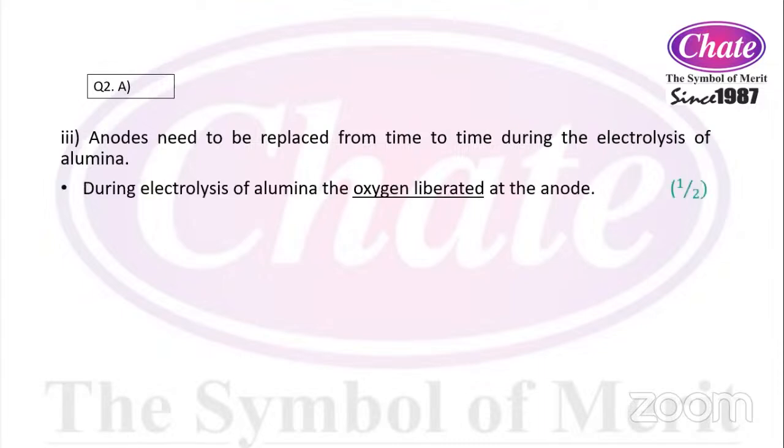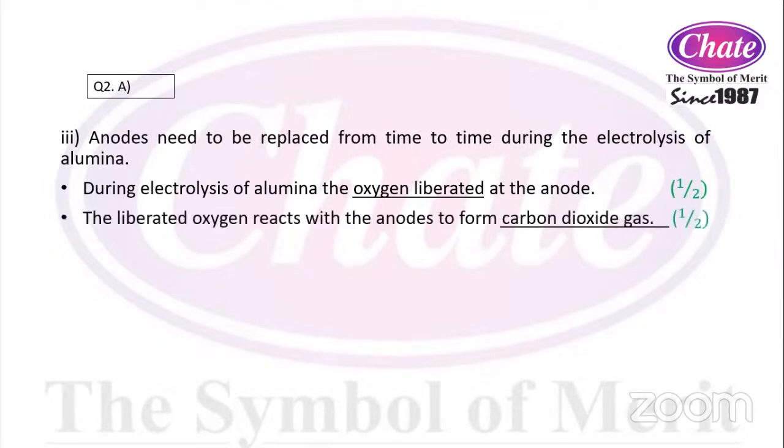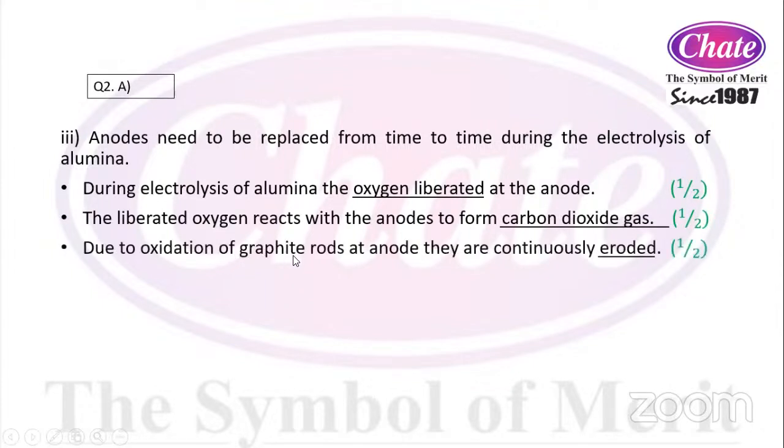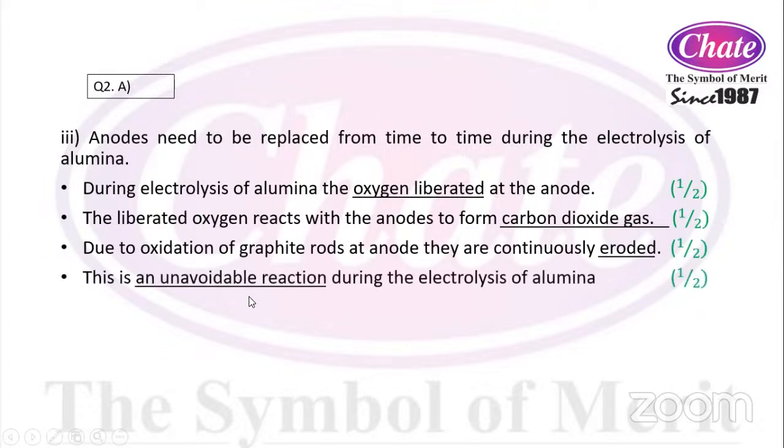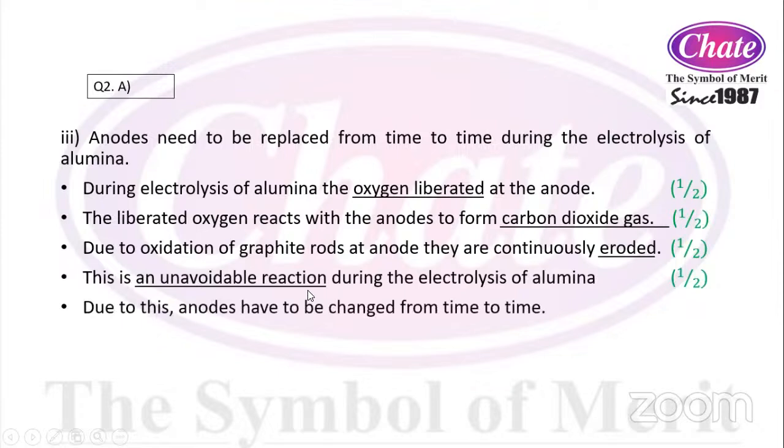Now, during electrolysis of alumina, the oxygen liberated at the anode, yes, we know that, reacts with the anode to form carbon dioxide gas. Due to the oxidation of graphite rods at the anode, they are continuously burnt. This is an unavoidable reaction during the electrolysis of alumina. So the only solution is to change the anode rods from time to time once they get burnt.